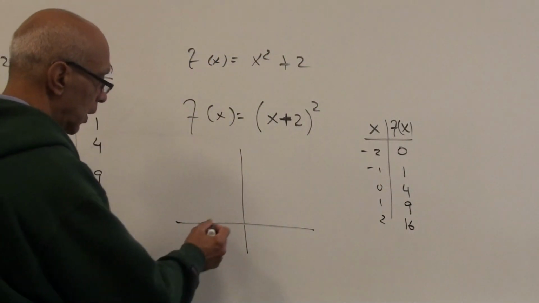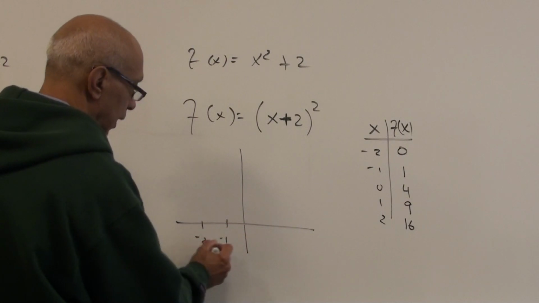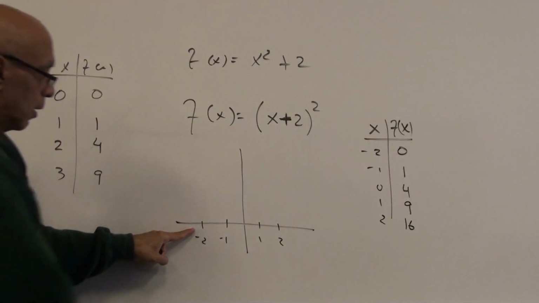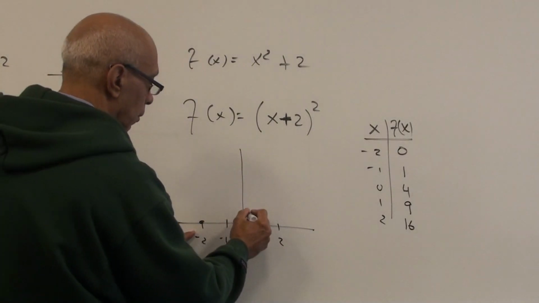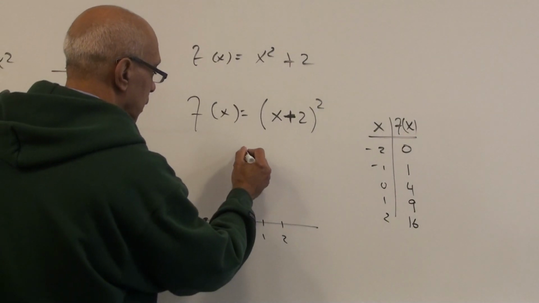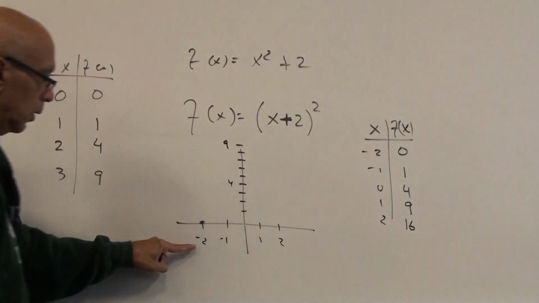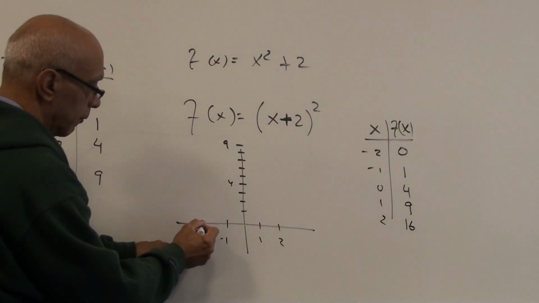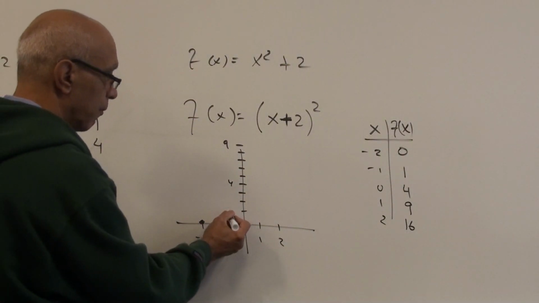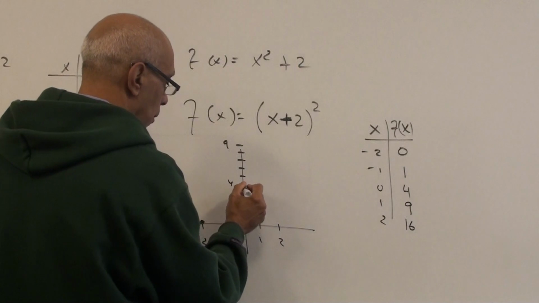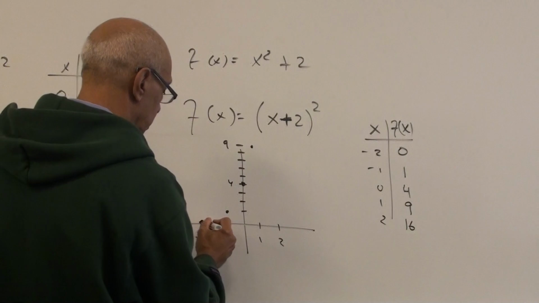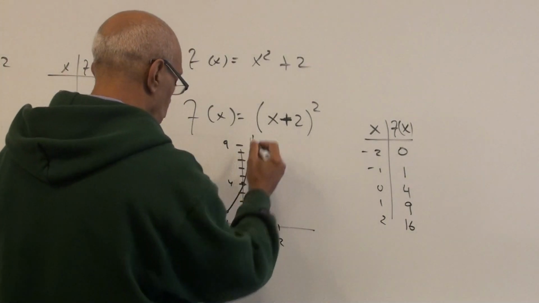So here you go, -1, -2, 1, 2, 0, right? 1, 2, 3, 4, 5, 6, 7, 8, 9. So here you go, 0, first point, right? -2, 0. -1, 1. 0, 4. 1, 9. You see now that it has moved.